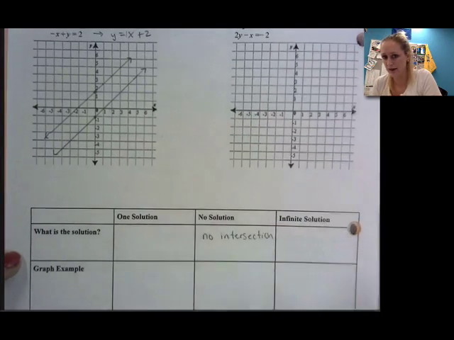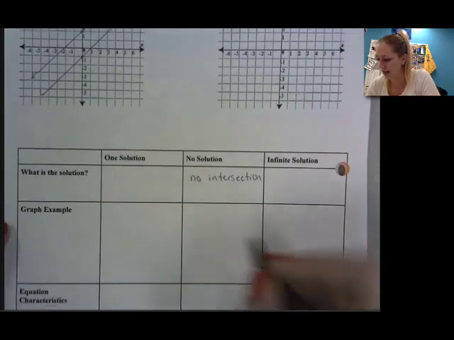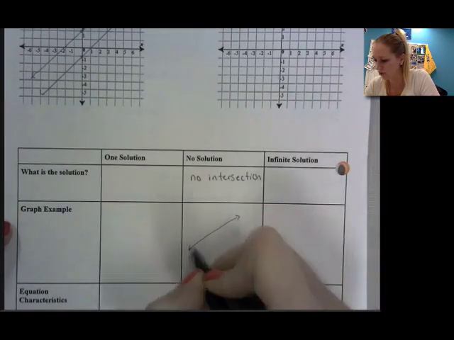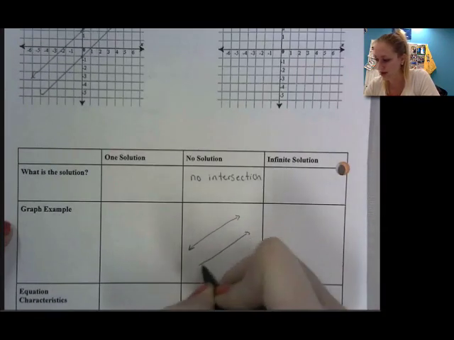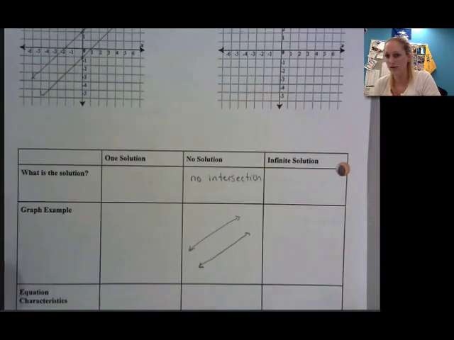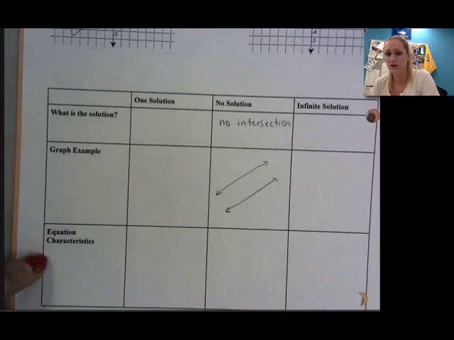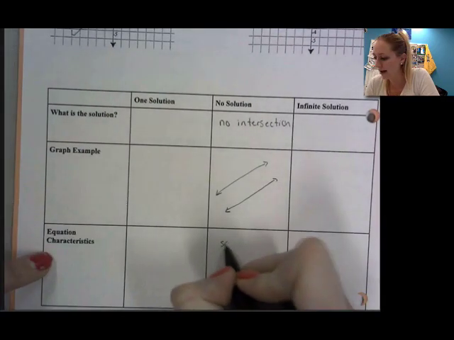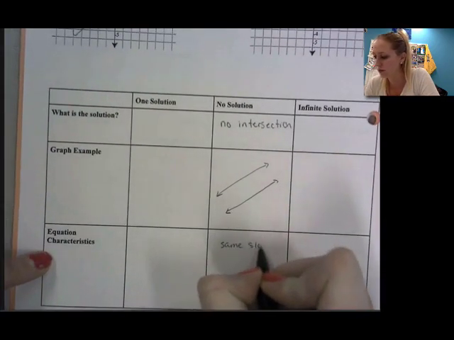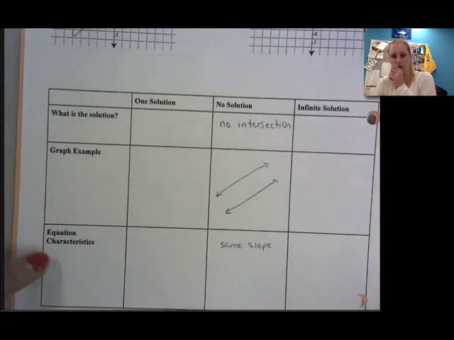So, a graph example is like what we just had, parallel lines. So, I'm just drawing a super rough sketch here. Parallel lines, they're never going to intersect. Well, what does the equation look like when that happens? They have the same slope. So if they have the same slope, they are not going to intersect.